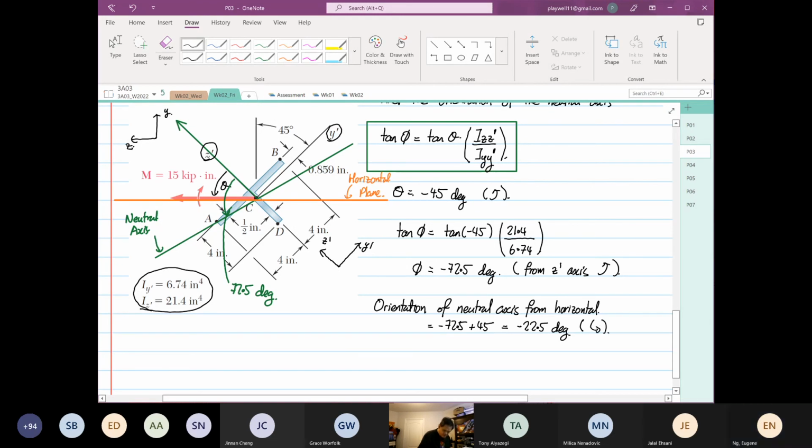anti-clockwise direction. So sorry, you can put it as minus 22.5 or 22.5 degrees in the anti-clockwise direction. So this is the angle we are talking about. So this is our 22.5 degrees. Nothing too difficult at all. Are we clear? Any questions so far from anyone?